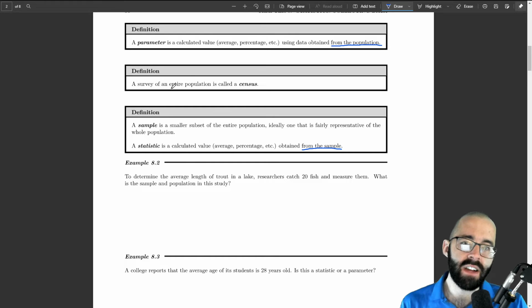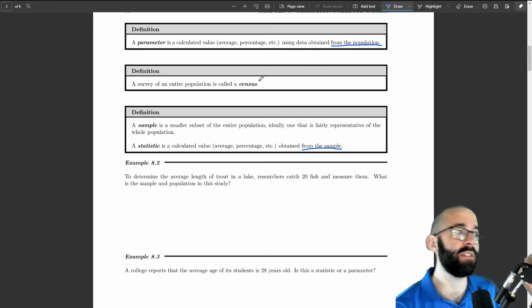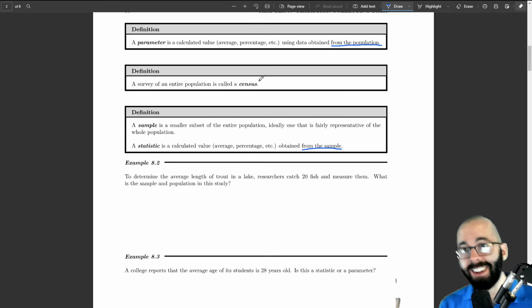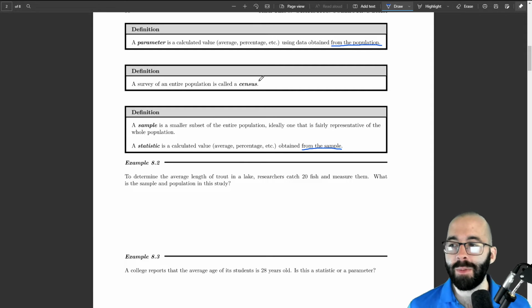A survey of an entire population is called a census. These are nice. We don't have to worry about sampling methods. We get a ton of data if we survey the entire population. The problem with surveying an entire population is it's infeasible a lot of times, right?